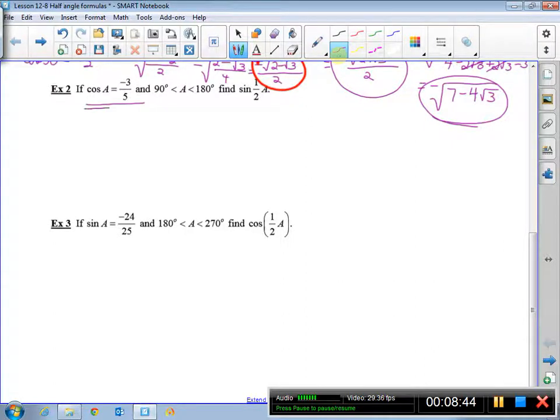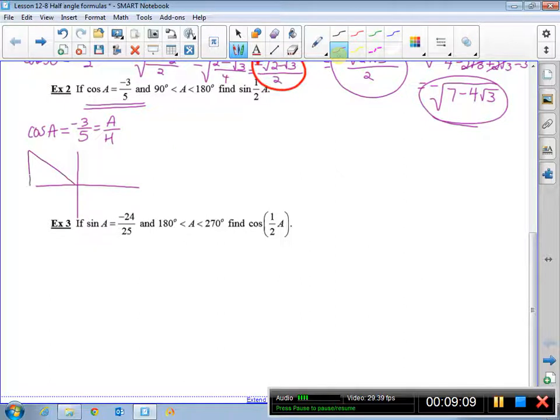So this is giving us SOHCAHTOA information that the cosine of angle A is negative 3 over 5. We know that a cosine is an adjacent side over a hypotenuse. We also are told that angle A lies between 90 and 180. So now I know that that is quadrant 2. If I wanted to draw a picture and label my sides, of course I could figure out that the opposite is 4 by the Pythagorean theorem. All right. But first and foremost, they want us to find the sine of half A.